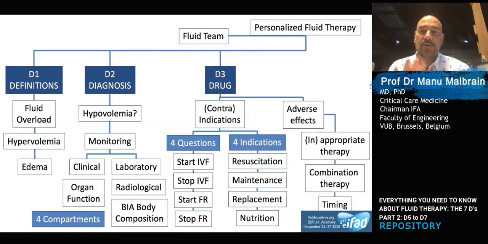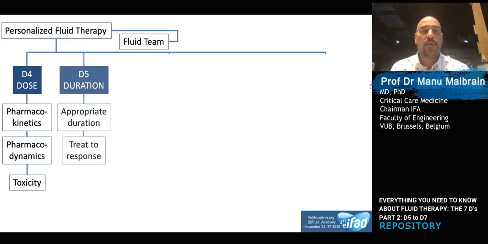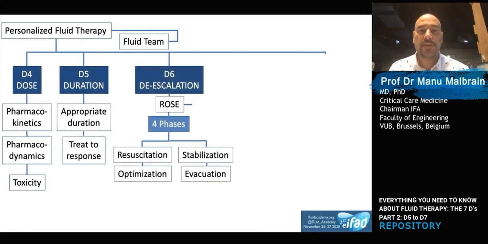Adverse effects, analogy with antibiotics: appropriate therapy, inappropriate therapy, combination therapy, and timing. So the 4D concept: drug, and then comes the dose with pharmacokinetics, which is what becomes of the drug when it's administered, and the pharmacodynamics is the effect of the drug on the patient, so on the bug if you would compare it to antibiotics, but here it's on the shock state, and toxicity when given too much, fluid overload. D5 is duration, so stop fluids when they're no longer needed, when shock is resolved, when the patient has an oral intake. So duration should be appropriate, and we treat to response.